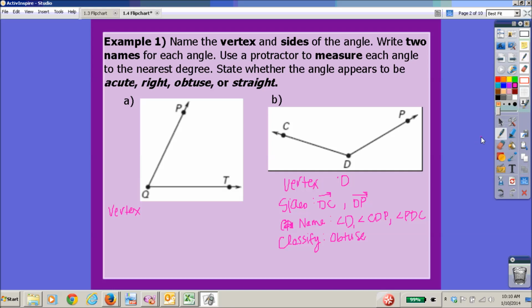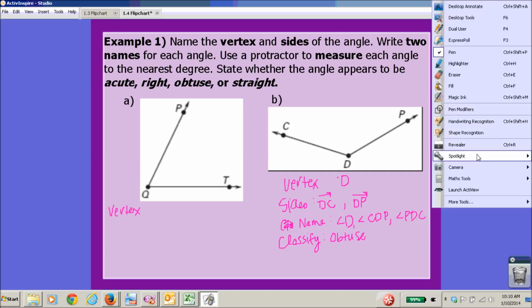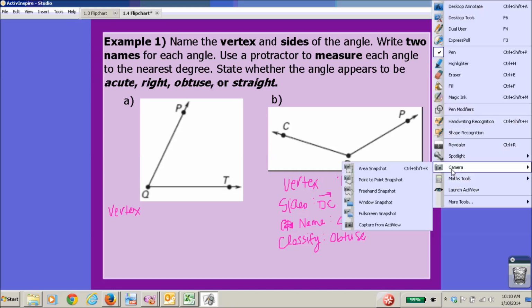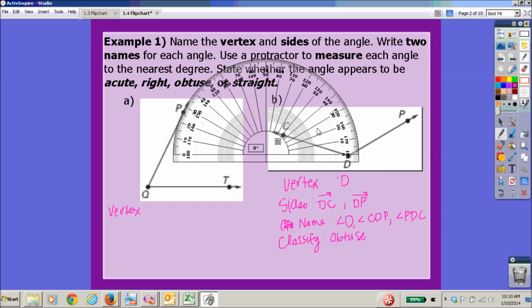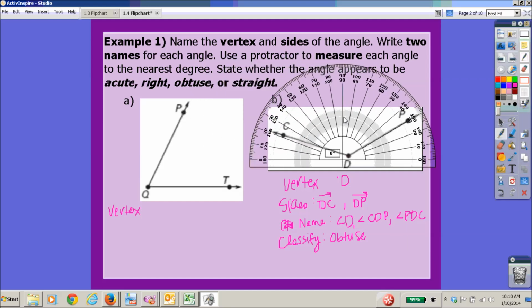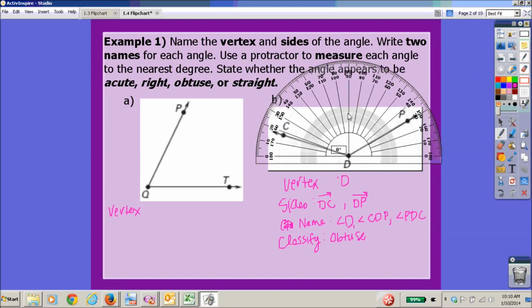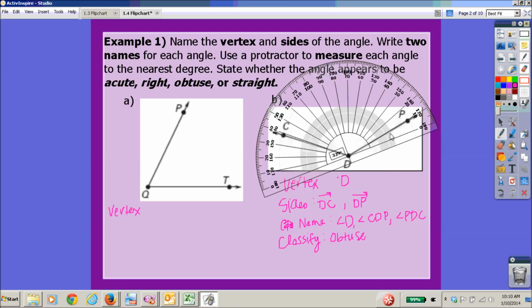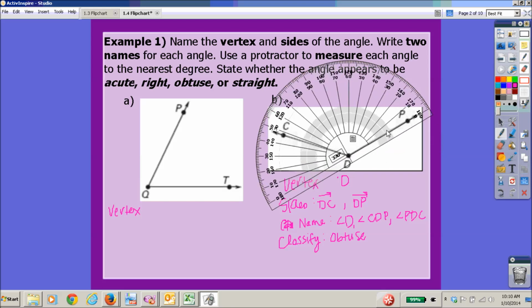So I'm going to go ahead and grab my protractor and measure it. Now I'm going to put the center of my protractor. Notice my ray doesn't line up with the horizontal line of my protractor, so I will have to rotate this. Voila. And notice my ray does not extend infinitely.